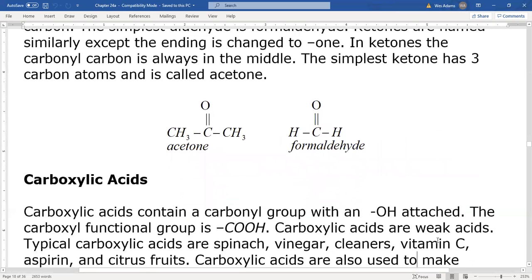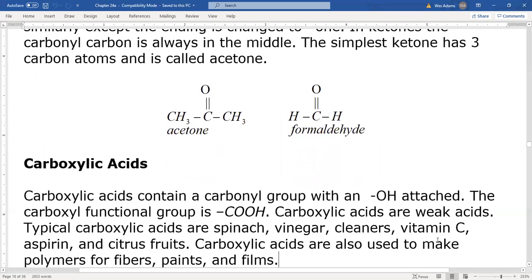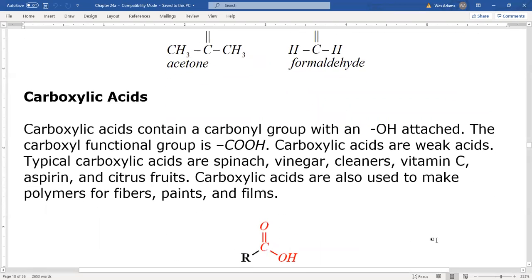Carboxylic acids have that COOH group that we've mentioned. Those are all weak acids. Typical carboxylic acids are found in spinach, vinegar, and various cleaners. Vitamin C is ascorbic acid. Aspirin is acetylsalicylic acid. Various citrus fruits contain citric acid. They're used in a wide variety of applications, including polymers for fibers, paints, and films.